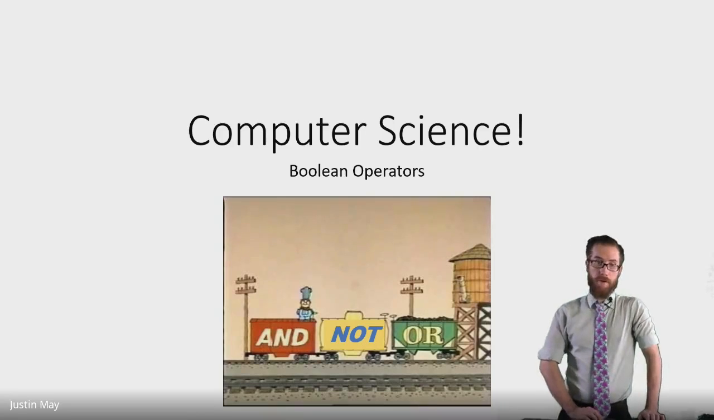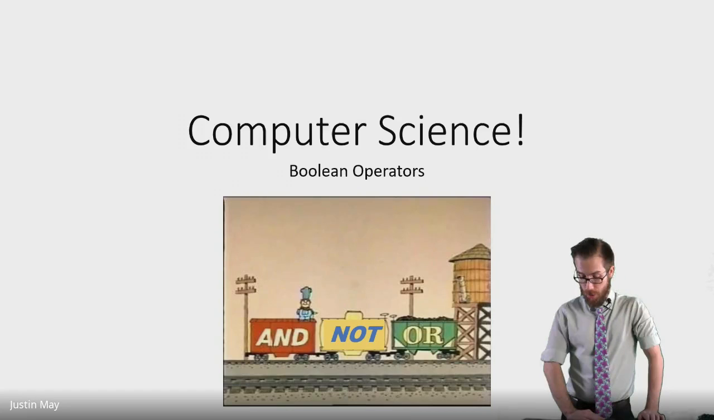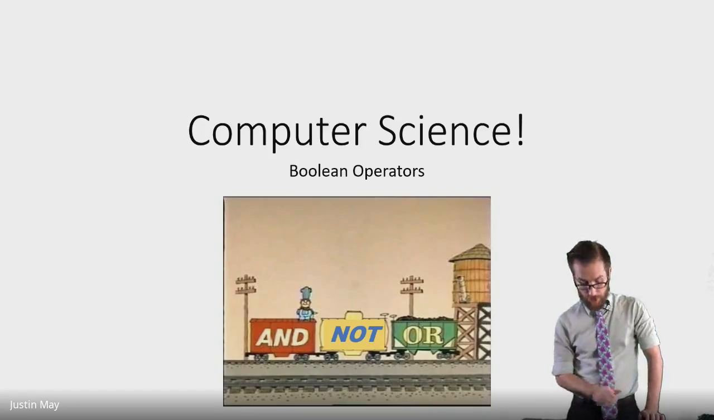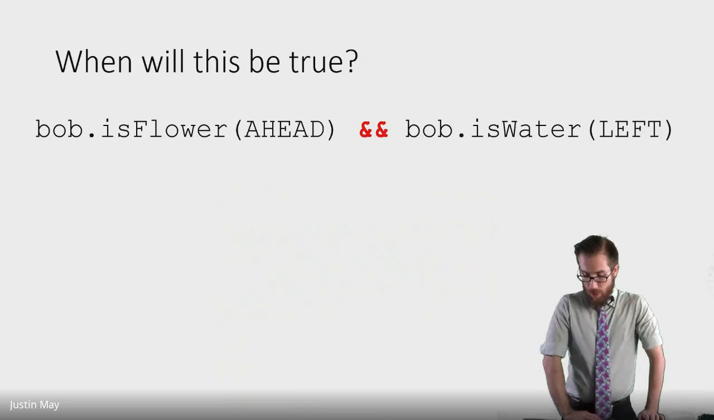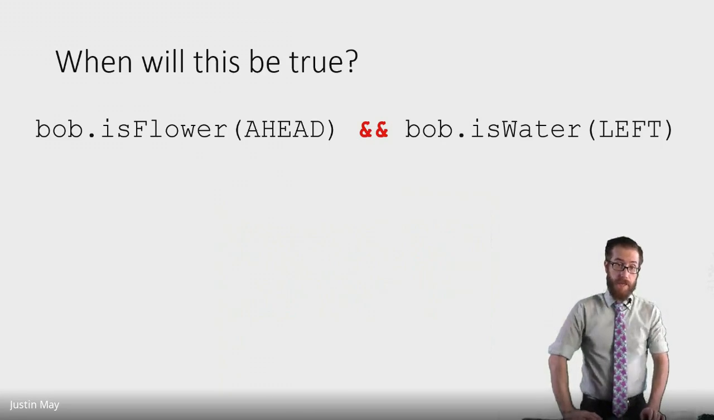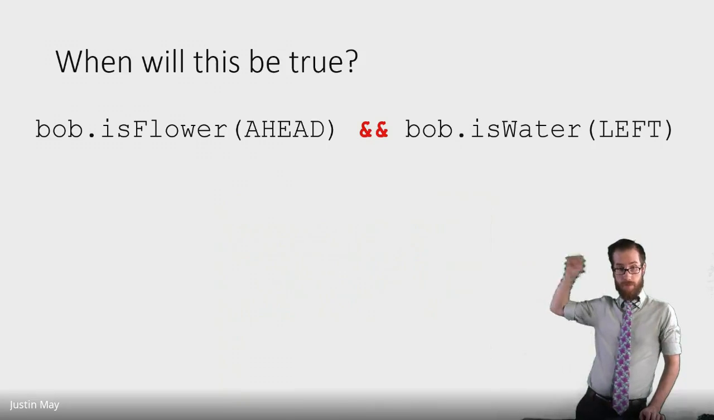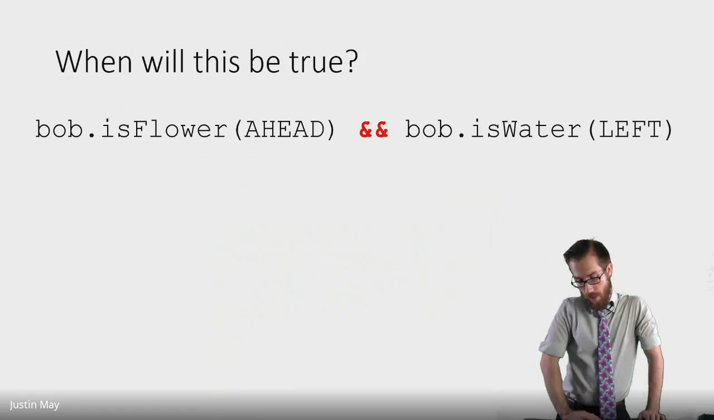We're going to talk about some Boolean operators we can use in our if statements and while loops to create compound conditions. So this is an example of what a compound condition looks like. We have two conditions and then some weird symbols in between them. This is going to evaluate to true or false, as a Boolean expression.